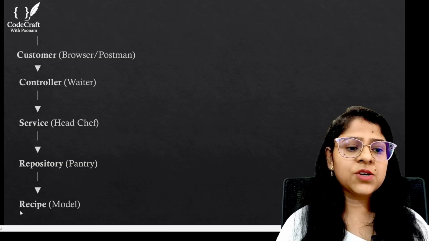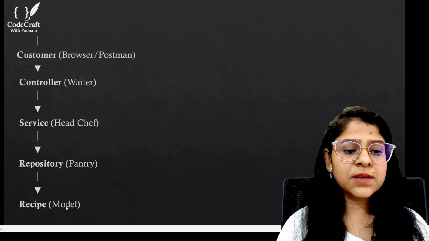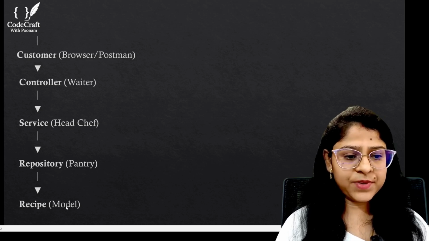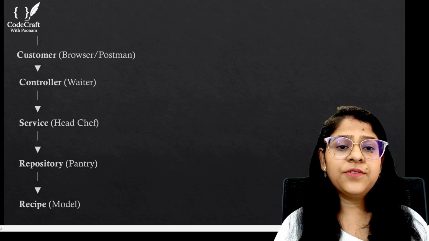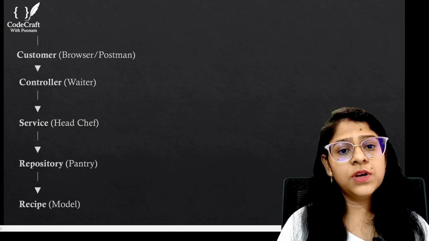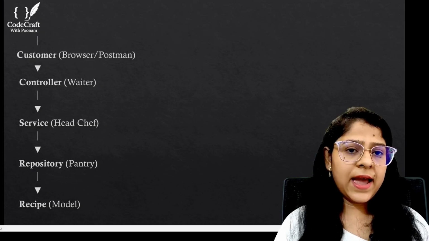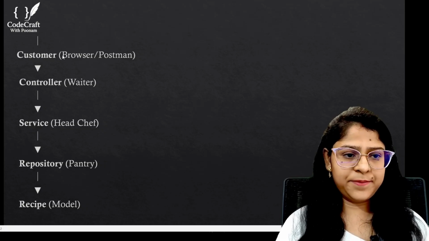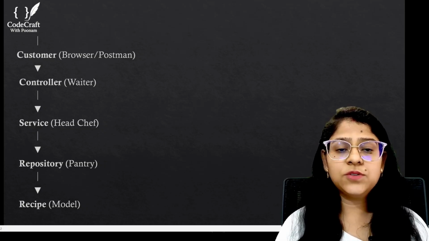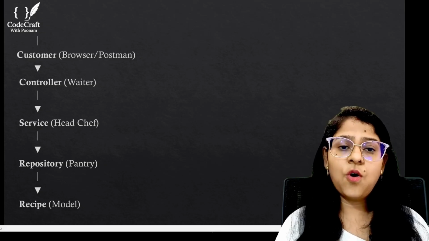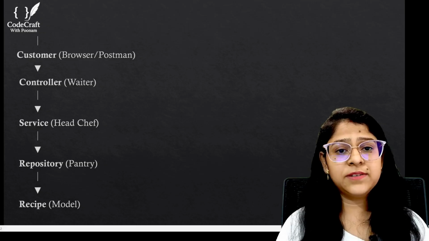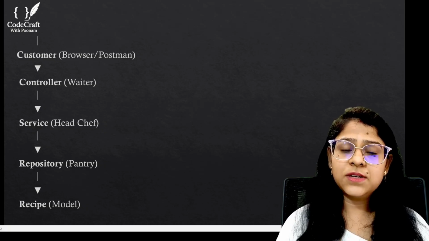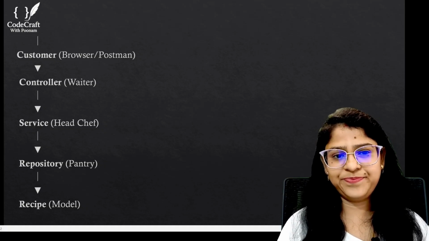Okay, and then the control goes to the recipe. Here this is nothing but our model, right, where all the data travels. Okay, so here data flows down when a request comes in, and flows back up when we send a response. Okay, so here the controller never talks directly to the repository, always through the service, just like a waiter never goes directly into the pantry, right? They always go through the chef.